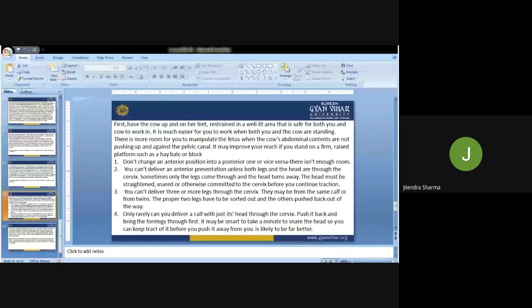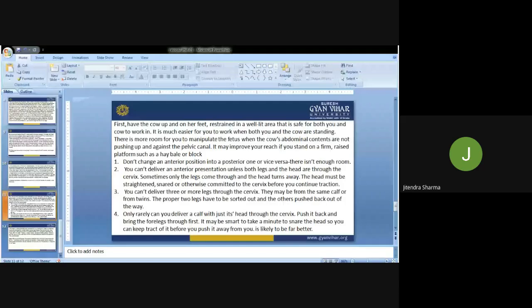Only rarely can you deliver a calf with just its head through the cervix. Push it back and bring the legs through first. It may be smart to take a minute to snare the head so you can keep track of it before you push it away from you. It means that the correct way of initiating the parturition is the four legs first and then the head. This is actually the correct method.